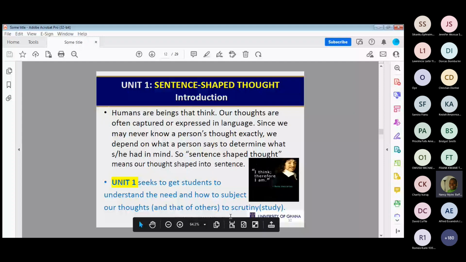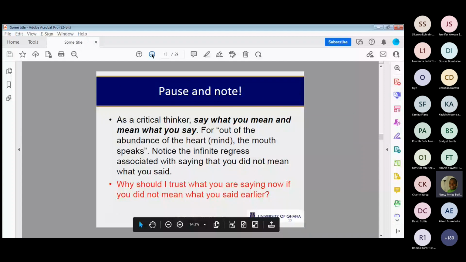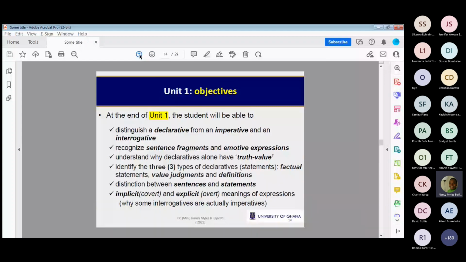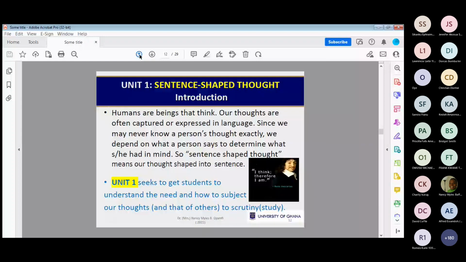But we also know that out of the abundance of the heart, the mouth speaks. What is so full in our heart is what comes out of our mouth when we speak. Let me take us back to that slide. So sometimes you don't mean something, but it comes out because there's too much of it in your heart. Now, that is the point we are making here. Human beings think, but our thoughts are captured in our language.